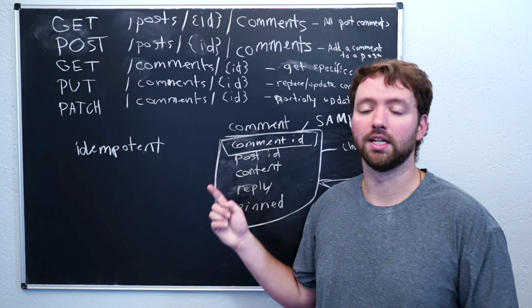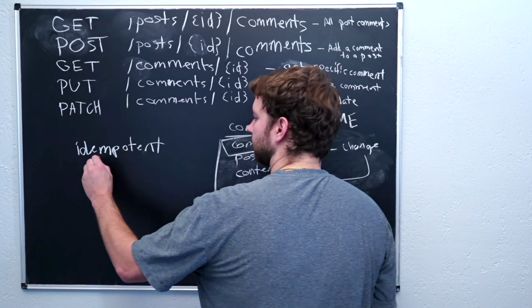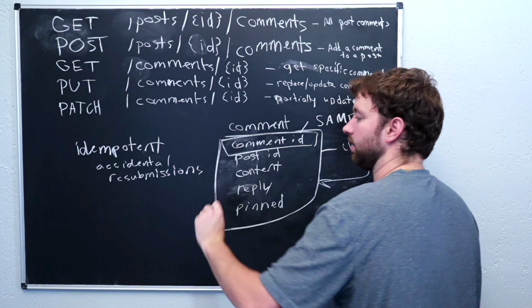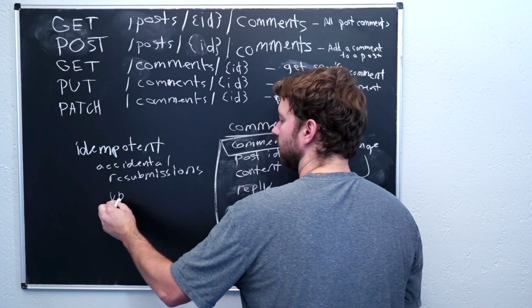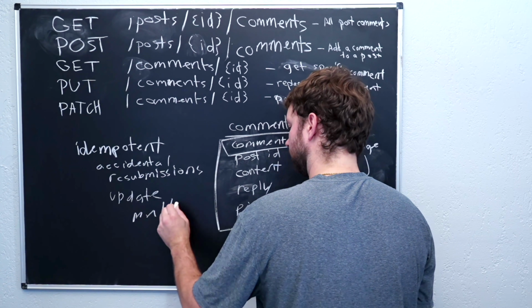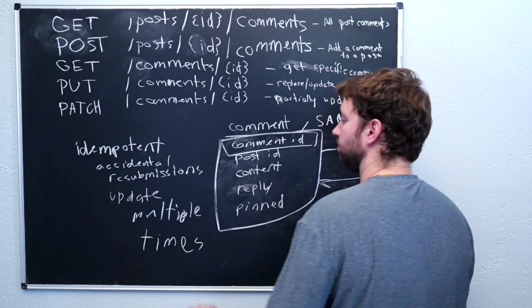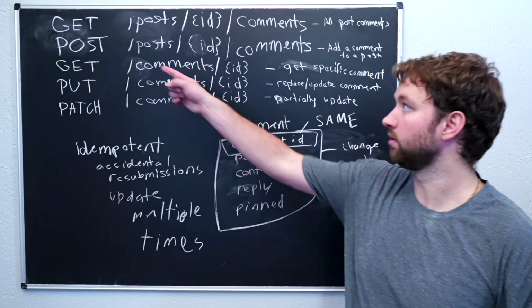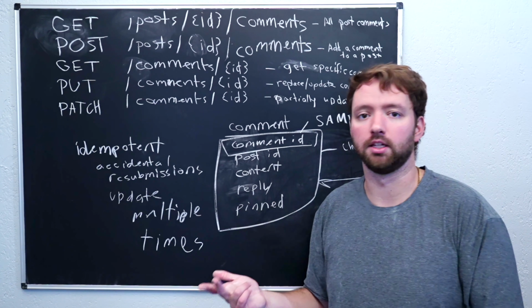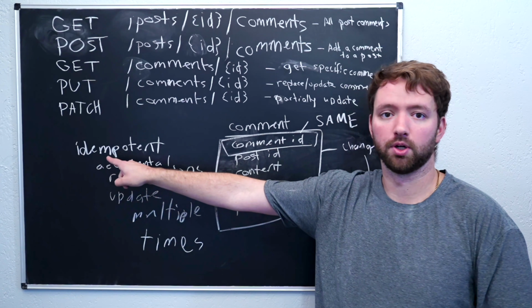Because if we were giving it a new ID, we're creating a different comment every single time. This is important for accidental resubmissions. We could submit an update multiple times, and that's not going to break anything. But if we did a creation, if we did a POST multiple times, we're going to either get an error or accidentally create duplicate data. So a POST is not supposed to be idempotent.